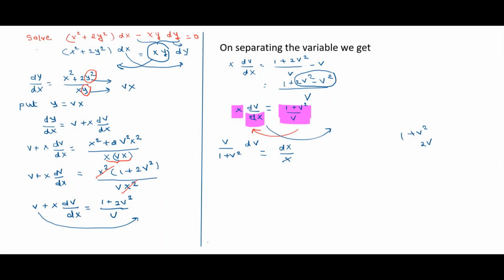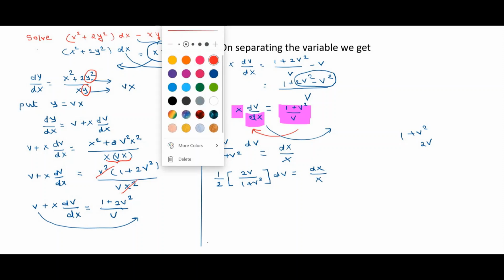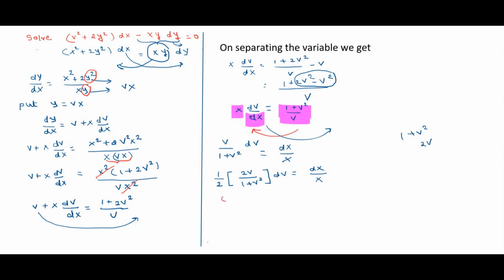If you multiply and divide by 2, what we get, I will write in the next step. That is 1 divided by 2 into bracket 2v divided by 1 plus v square, bracket complete, into dv. This is an adjustment, multiplied and divided by 2 only. dx divided by x, that is the right hand side term. So next I will write, on integrating we get.